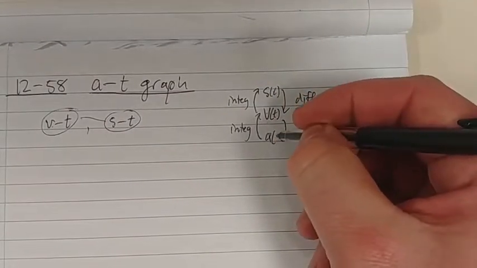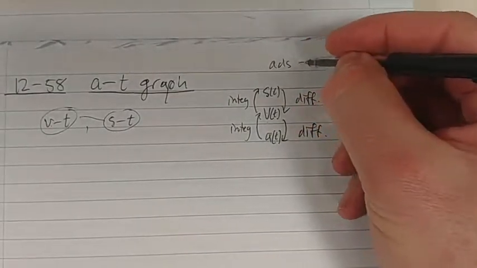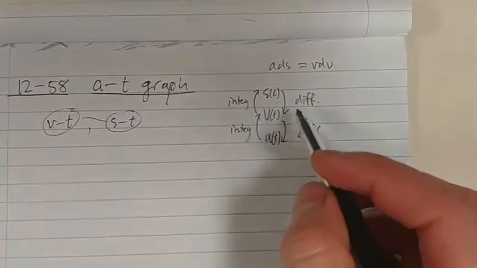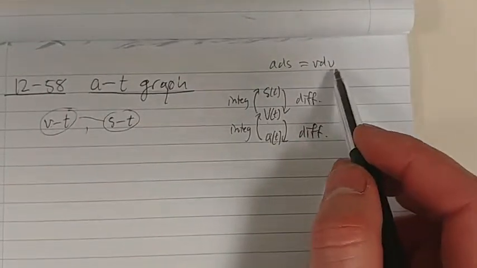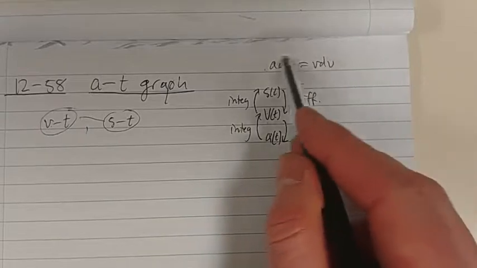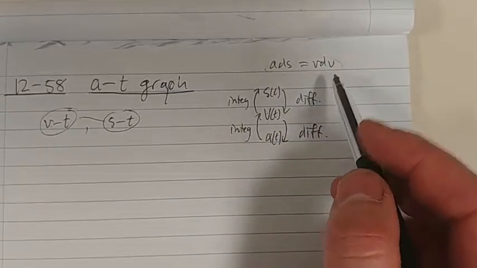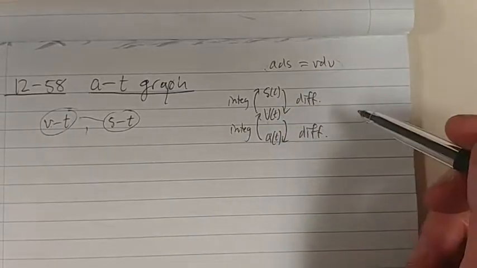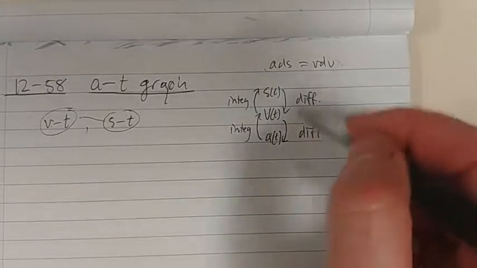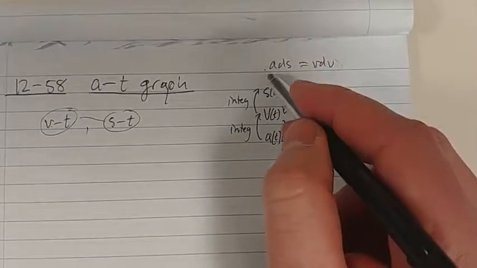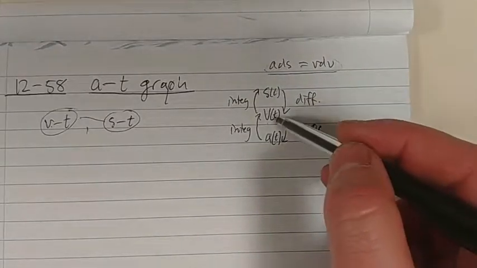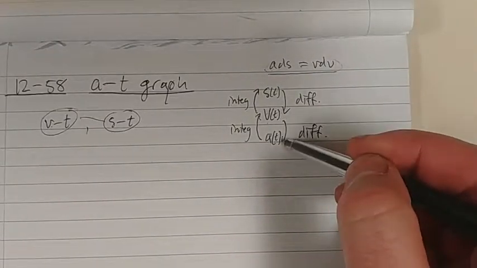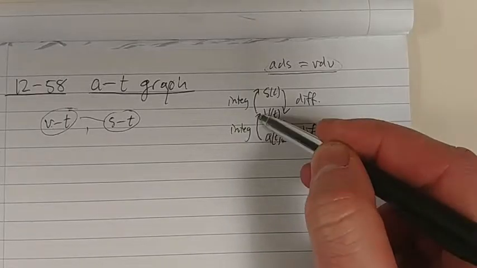When it becomes functions of position, recall we have a ds equals v dv. When we have functions of position and there's no function of time, there is still the matter of differentiating and integrating, but it's not as clear cut as this. So just take note of that. Position time to velocity is differentiate, to acceleration differentiate, reverse we integrate.